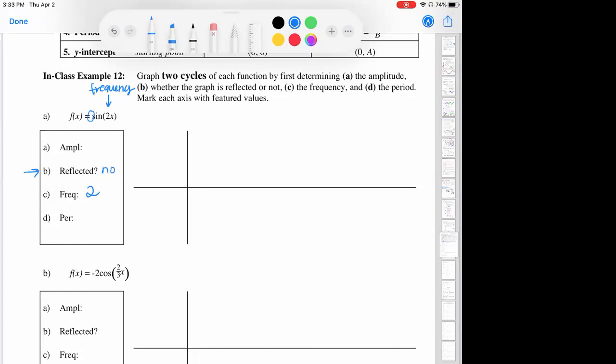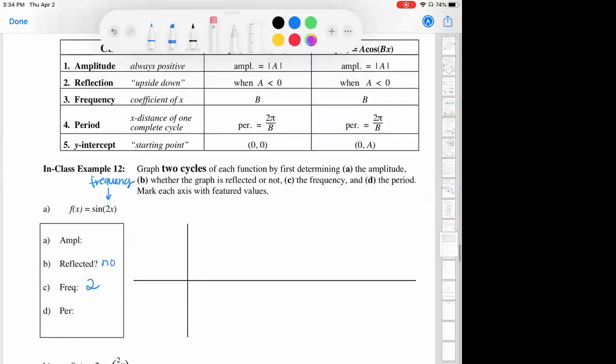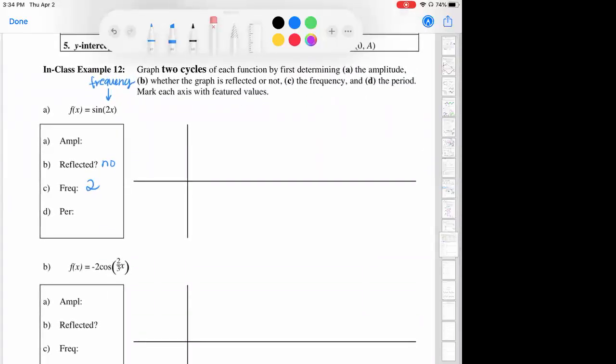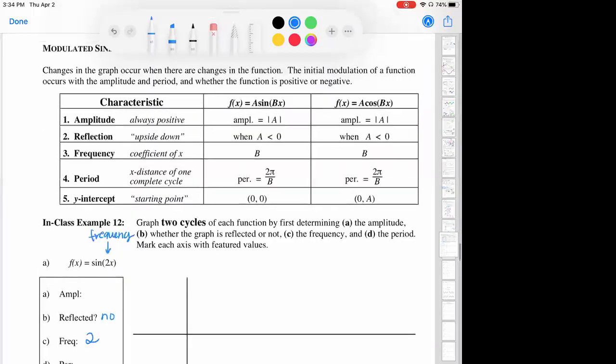Your amplitude depends on how far up and down we go, so maybe you might have to wait to graph that one. And the length of your period, you have to do some work for this one. Do you remember that formula to find your period? Let's go back into our notes.